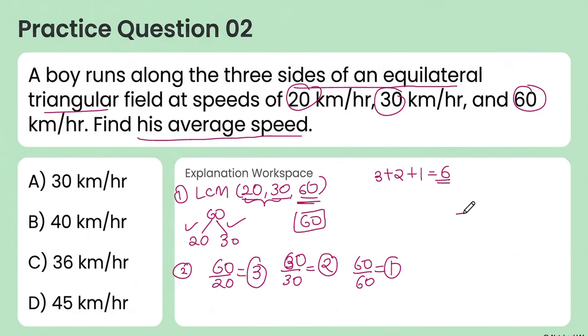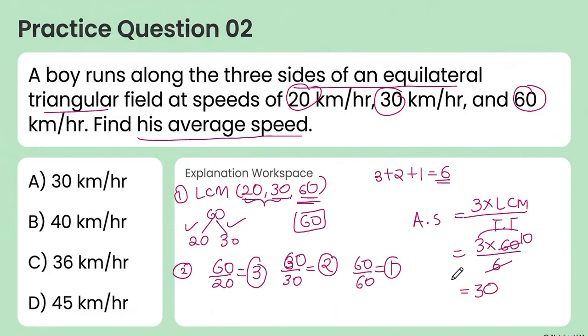Now we'll apply the formula. Average speed is equal to 3 multiplied by LCM upon total time. So 3 multiplied by LCM, which is 60, upon total time, which is 6. If we cancel out, 6 tens are 60. So 3 multiplied by 10, that is nothing but 30 km per hour. So the answer for this question is A, 30 km per hour.